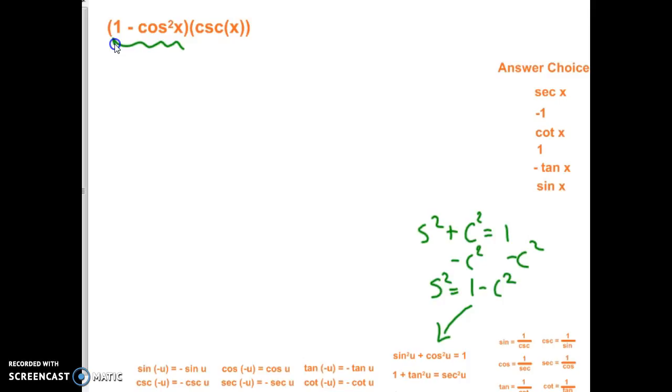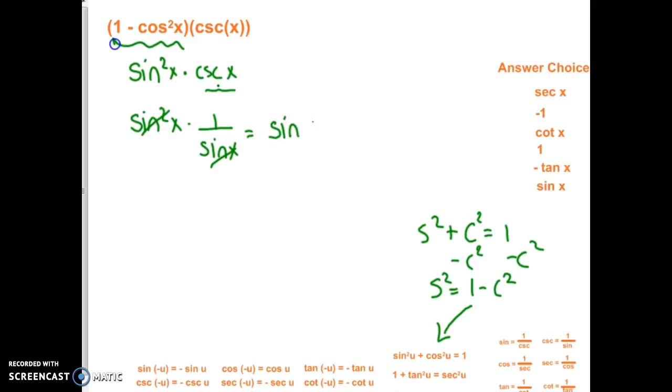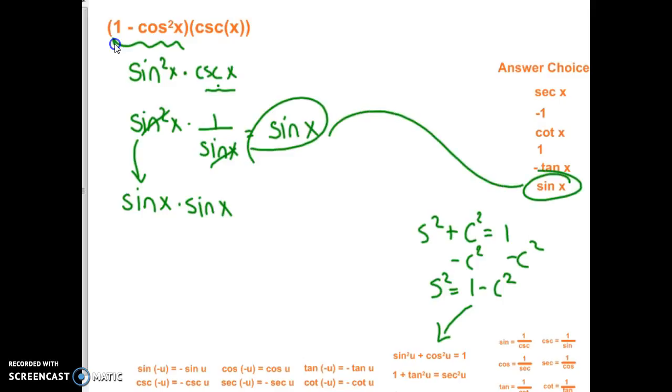So this is equivalent to sine squared x. So now I have sine squared x times cosecant x. Well, I'm going to rewrite this using sines and cosines. Sine squared x times 1 over sine x. One of these sines will cancel with one of these, which gives me sine x. In case you've forgotten, sine squared x is the same as sine x times sine x. That's why only one of them cancels and you're left with a sine x, which happens to be an answer choice.